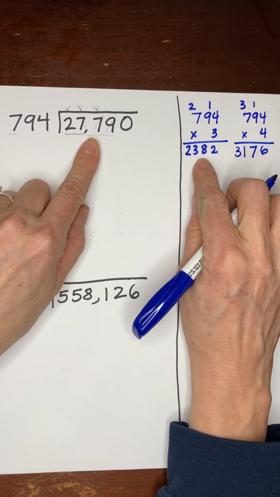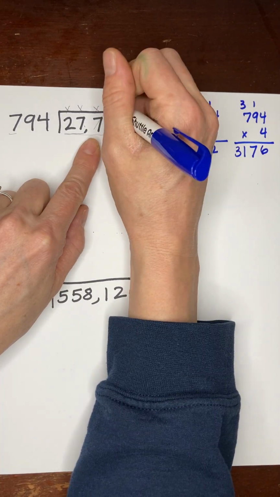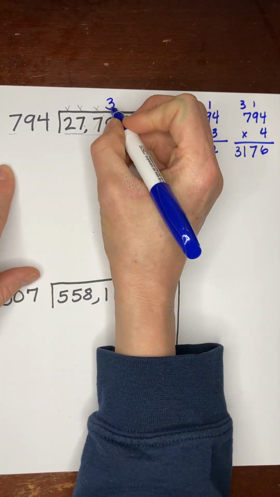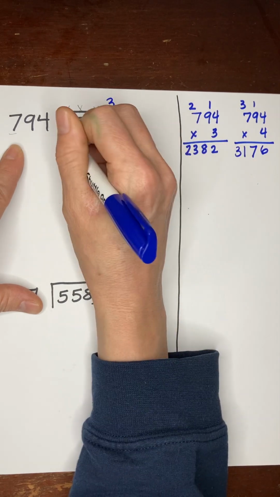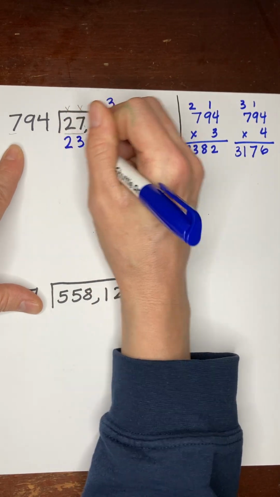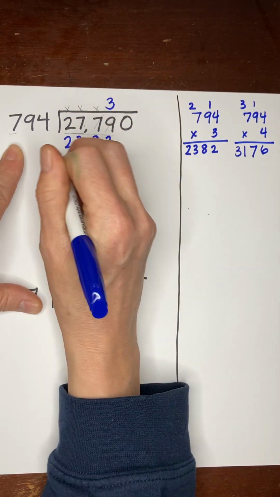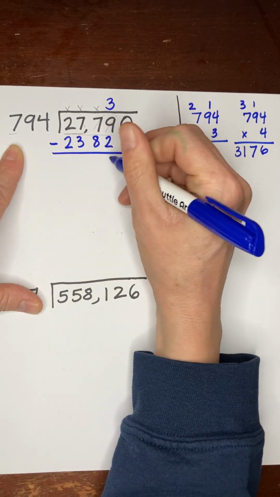So we're going to go over here, and we're going to commit to that 3 now, because we checked it out. 3 times 794, we've already done that work, so let's not do it twice. And let's find what's left over. 9 minus 2 is 7.